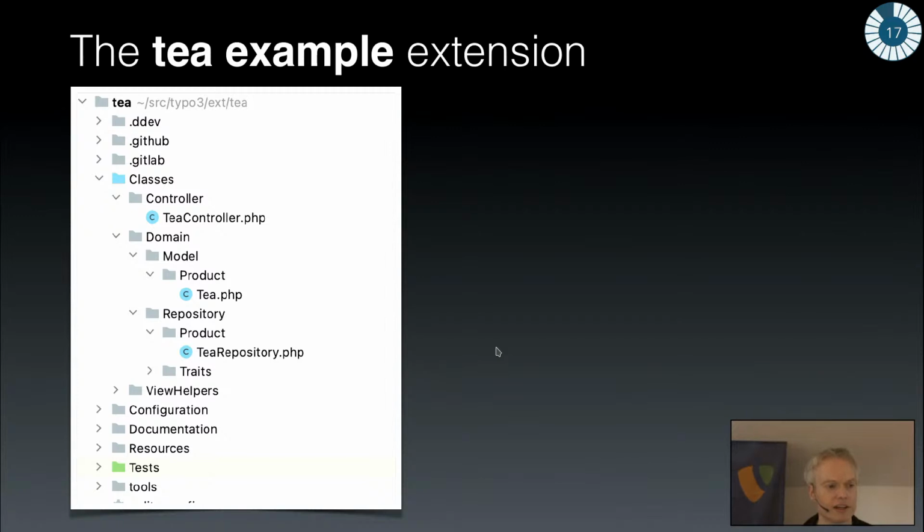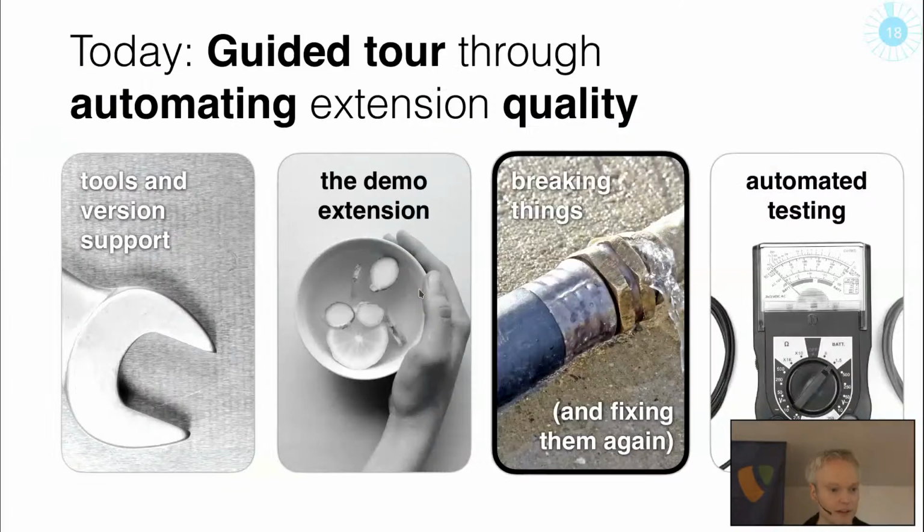The structure of the T extension is what you would expect from any well-maintained Extbase extension. So you have a controller, you have a model, you have a repository. The view helpers folder is empty, and then you have some HTML templates, some language files. This is what the T extension basically looks like. And now let's break it.